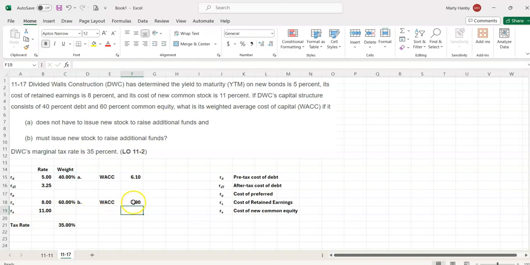It's 7.9%. So if the company doesn't need additional equity, then the weighted average cost of capital is 6.1%. If the company does, it's going to be 7.9%.